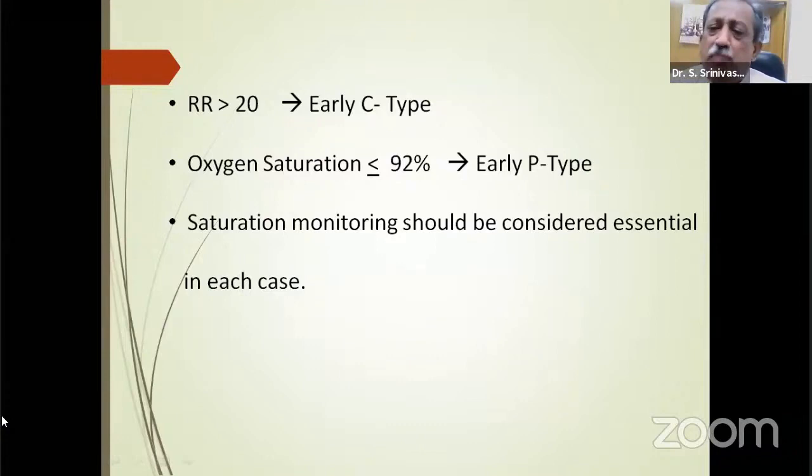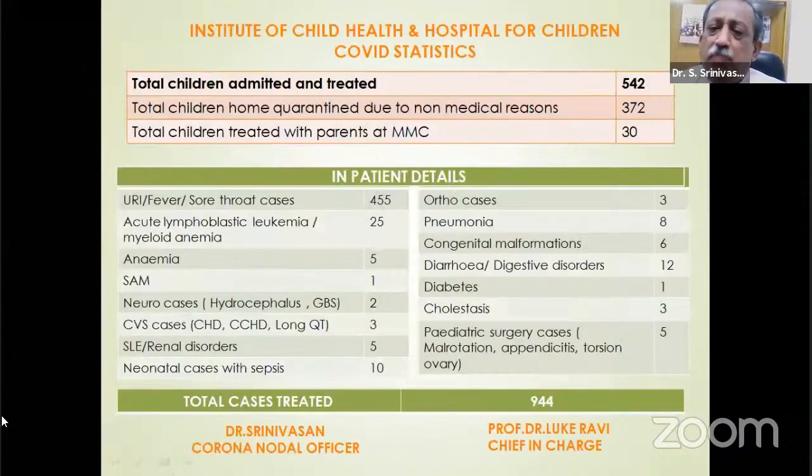As far as ICH is concerned, we have treated so far around 1,000 cases, out of which around 572 cases are with symptoms and around 300 to 400 cases are without symptoms, and we have permitted them for home quarantine. You can see many cases, 455 cases, came with upper respiratory tract infection. And we received around 25 to 30 cases from Adyar Cancer Institute with acute lymphoblastic leukemia and myeloid leukemia, becoming COVID positive and being referred to ICH.